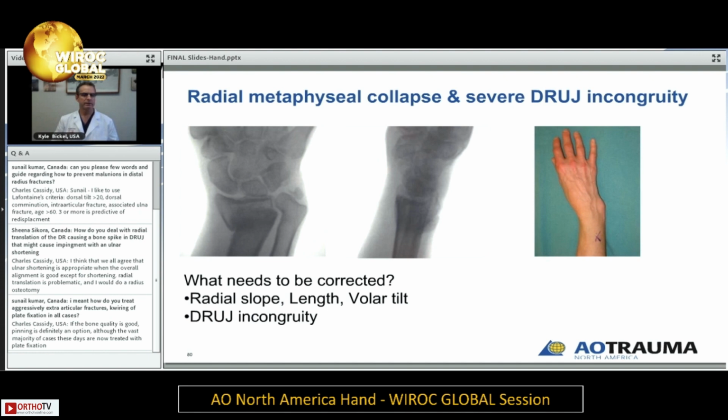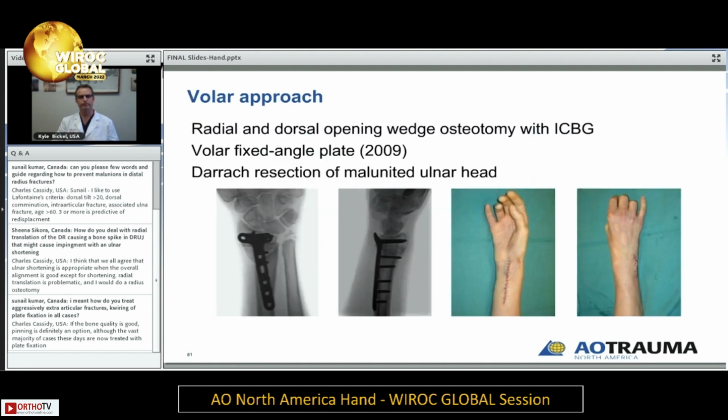Not all of them are as simple as this, and they don't always occur in the coronal plane. Here we see quite a displaced malunion requiring an osteotomy, and the question is, what needs to be corrected? So we can see that radial slope, length, and volar tilt have all been affected by this multiplanar defect. There's still some dorsal comminution with some reorganization, and you can see the impact this has on the DRUJ. There's been an ulnar head fracture, and you can see the deformity that this produces, and there's incongruity of the distal radio-ulnar joint.